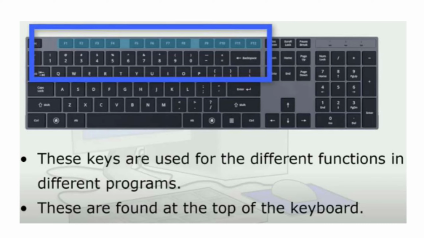These keys are used for different functions in different programs, and these are found at the top of the keyboard. Total number of function keys is 12. Each key has its own function. For example, F1 key is used to get help in any program. Like that, each key has a different type of function.